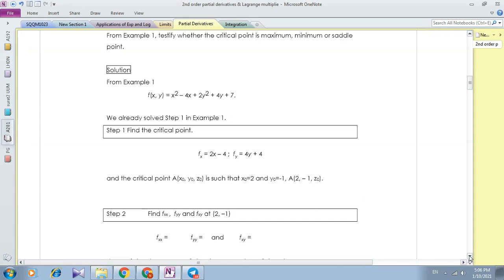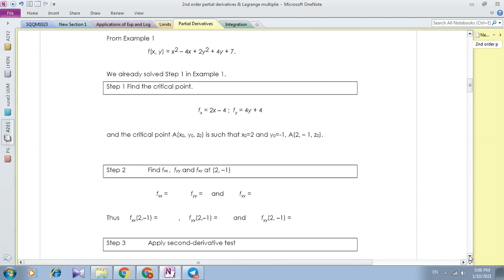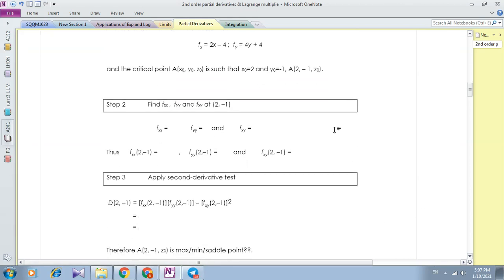Then in the next step you will find the second order partial derivatives. You are required to find fxx, fyy, and fxy. How to do that? We already have the partial derivative of x and the partial derivative of y, so from here we will find fxx, fyy, and also fxy.